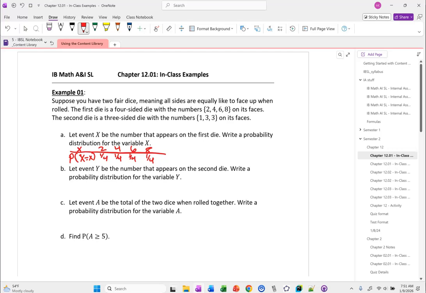Okay, wonderful. And how do you know that's a probability distribution? Because of having each of the outcomes and the probabilities of that outcome. Okay, so each of the probabilities is a valid probability between 0 and 1, and they all add up to 1. Those are the two things you need to check.